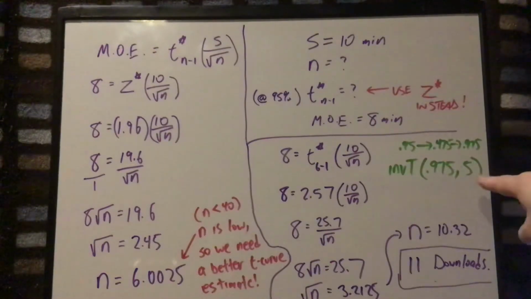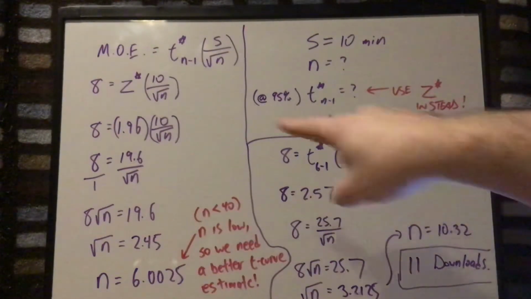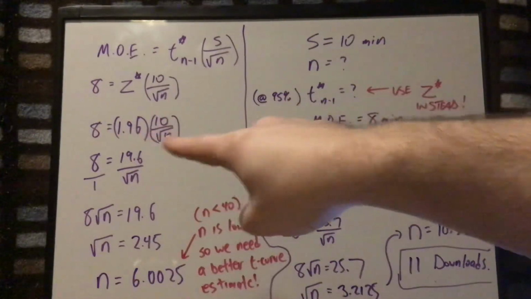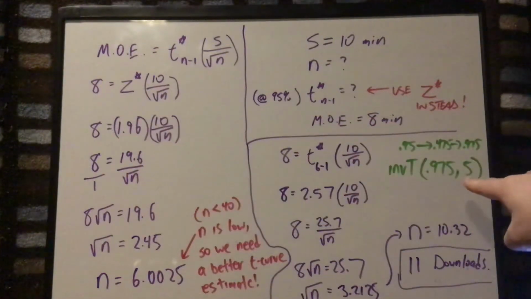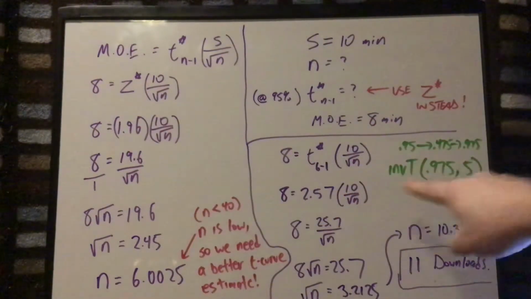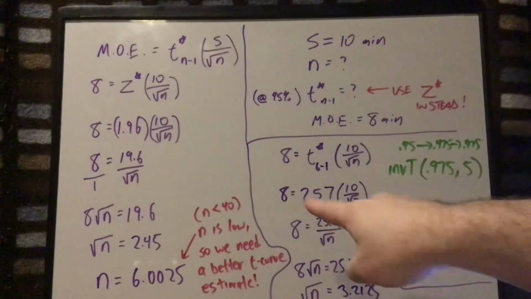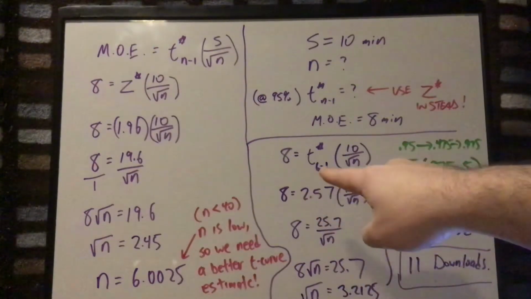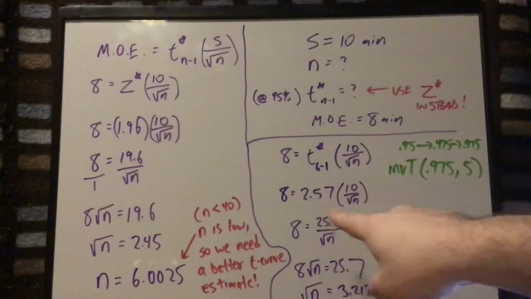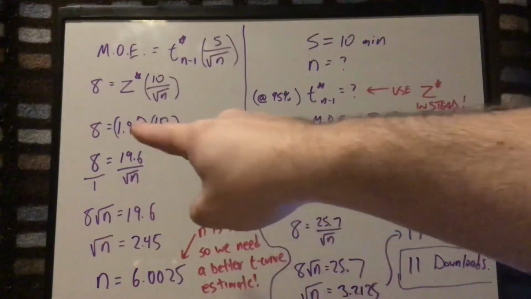So instead of giving you the normal curve number, which was 1.96, remember the t-curve for low degrees of freedom is fatter, it actually gives you a better range. It says you should go out 2.57 standard deviations on that kind of t-curve. So this gives us a better estimate than having used the normal curve.